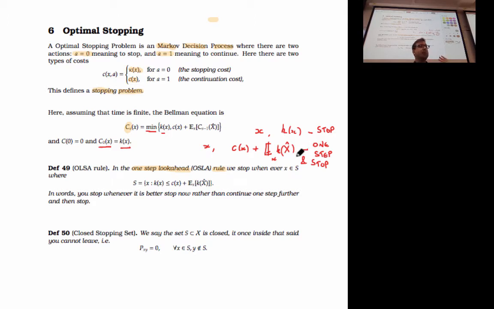So it's a very myopic rule. You don't look very far ahead. Myopic meaning short-sighted, like me. You don't look much further ahead than just in front of your nose. You look one step further and then make the decision. So that's exactly what this is saying. I've got this set, S, and that is all the states where the cost of me stopping in that state is better than the cost of taking one further step and then stopping. That's the interpretation of that set. So in words, you stop whenever it's better to stop now rather than continue one step further and then stop.